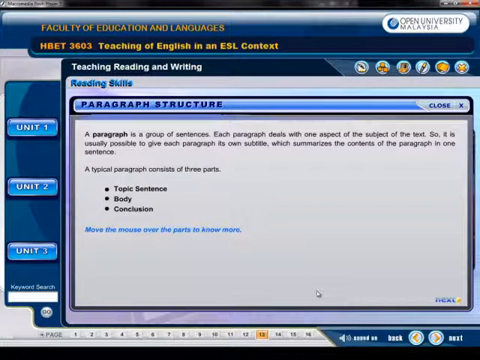A paragraph is a group of sentences. Each paragraph deals with one aspect of the subject of the text. So, it is usually possible to give each paragraph its own subtitle, which summarizes the context of the paragraph in one sentence. A typical paragraph consists of three parts: topic sentence, body, conclusion.